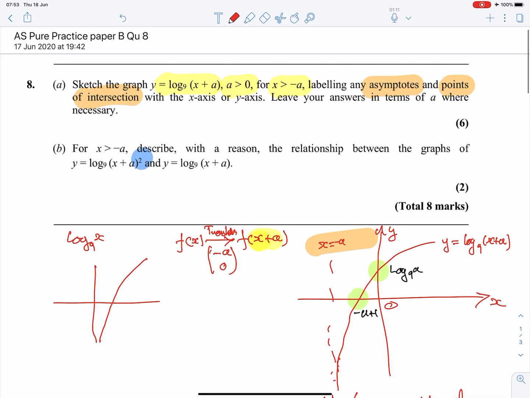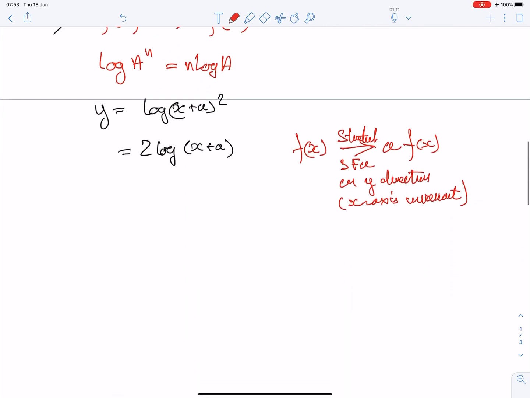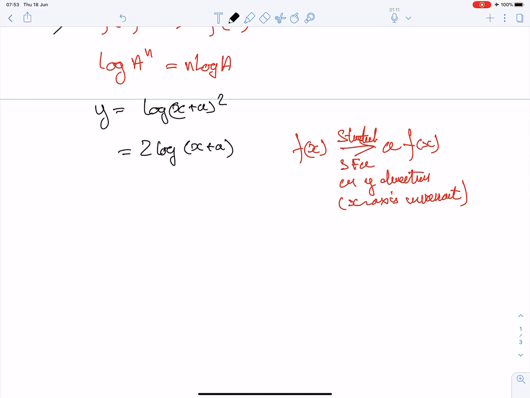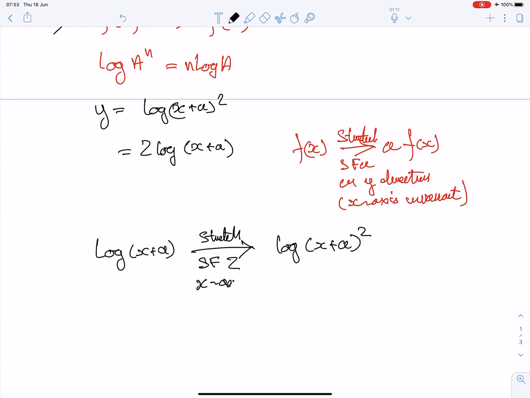So, what was the actual question? Describe with a reason the relationship between the graphs of. So, we now just need to put that into words. I would tend to write log of x plus a is mapped onto log of (x plus a) squared by a stretch scale factor 2, x-axis invariant. You don't have to give these answers in sentences. Clear mathematical descriptions, notation is completely acceptable.